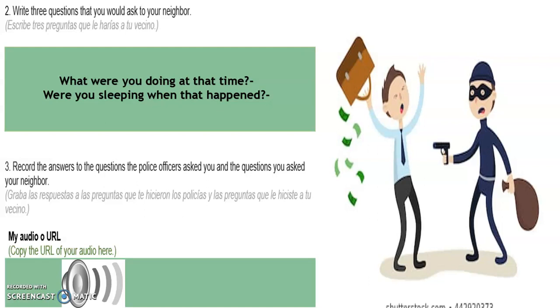Were you sleeping when that happened? ¿Estabas durmiendo cuando eso pasó? Y aquí es una afirmativa o negativa. Es un ejemplo de las dos preguntas que podemos hacer.